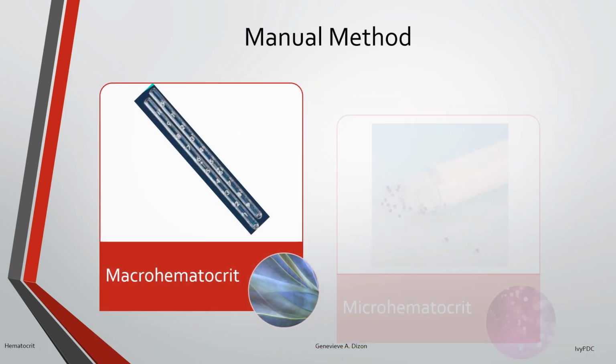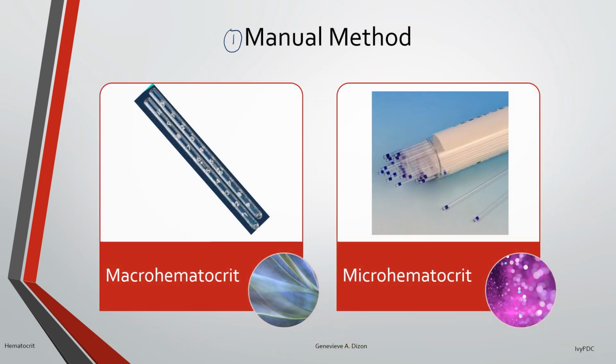Let's start with the first method, which is the manual method. Under this method, we have two types. We have the macro hematocrit method and the micro hematocrit method. Now, between these two types of method, macro hematocrit methods are no longer performed in the laboratory. We now use the micro hematocrit method for manual testing. But since this video is intended for students who will take the licensure examination, it's important that we still discuss some details about the macro hematocrit method.